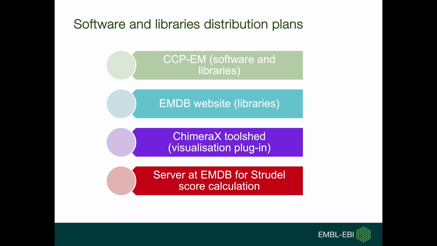The Strudel score software and the map-motif libraries are not yet publicly available, but we hope to do that soon. Both the software and the libraries will be available through the CCP-EM suite. Also, we will publish the libraries on the EMDB website. As for the visualization plugin for Chimera, it will be distributed through the ChimeraX toolshed. Also, we will set up a server at EMDB for the Strudel score calculations.